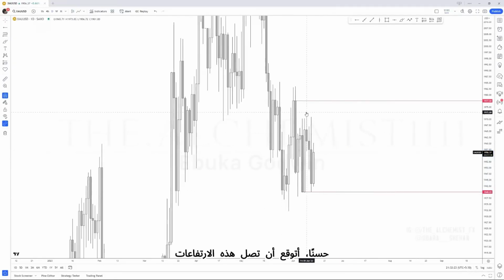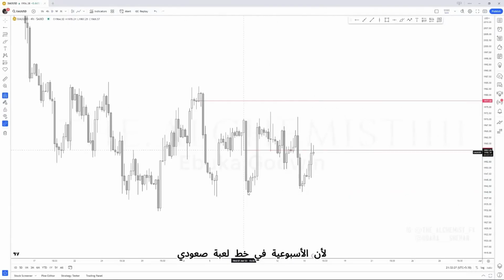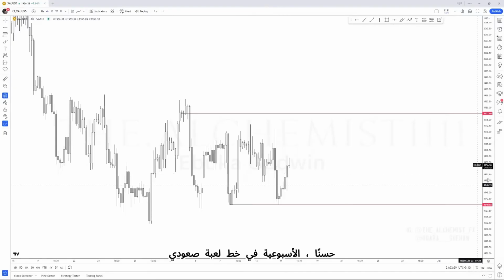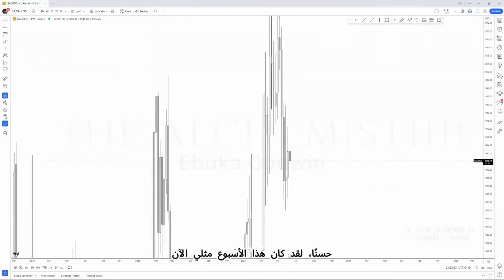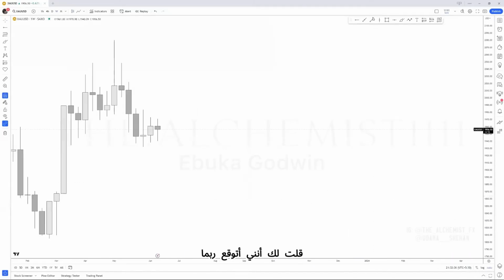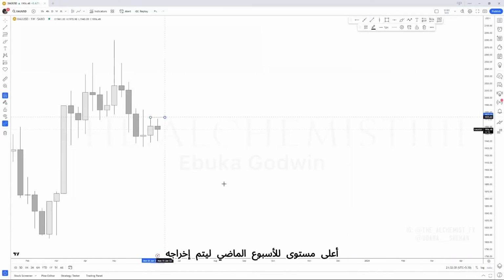So I'm expecting these highs to get wiped out. That is what I'm seeing because weekly is in a bullish trend. So that is that. Now look at this. Okay, so that was this week. Now, like I told you, I'm expecting maybe the previous week's high to get taken out. That is what I'm expecting currently.